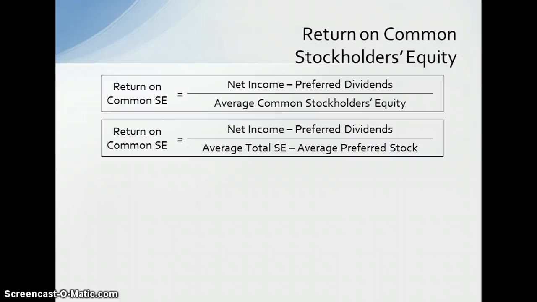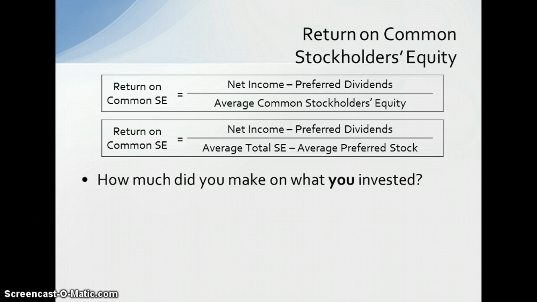Another ratio we look at is return on common stockholders' equity. Once again, it's just common stockholders' equity, so we have to take out anything that relates to preferred stockholders. Return is net income, so net income minus preferred dividends divided by average common stockholders' equity. Average common stockholders' equity is the average total stockholders' equity minus the average preferred stock. So how much did you make with what you invested? How much did we make with what we invested?